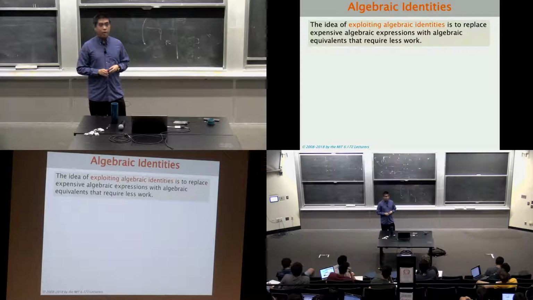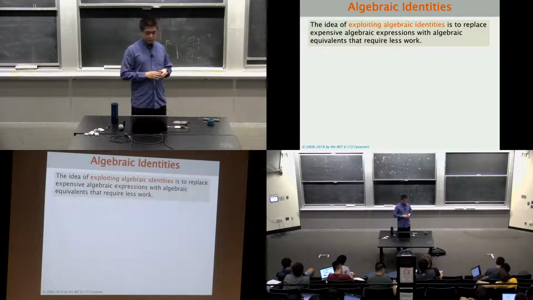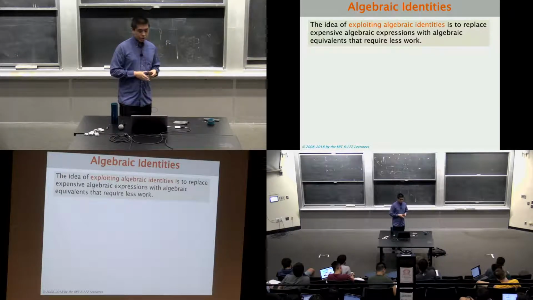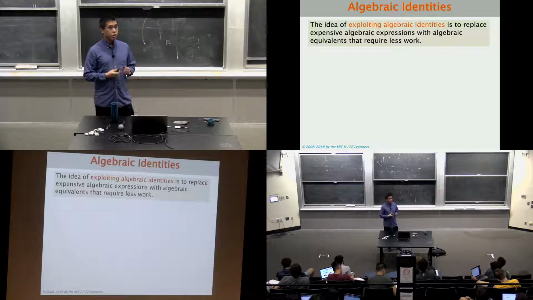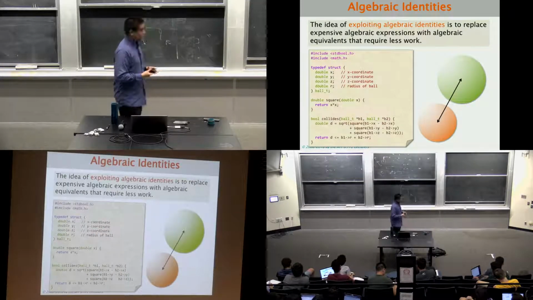OK, so next let's look at algebraic identities. The idea of exploiting algebraic identities is to replace more expensive algebraic expressions with equivalent expressions that are cheaper to evaluate.